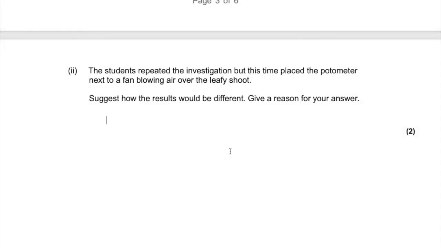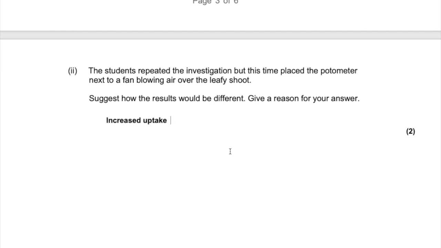So our final question, the students repeated the investigation, but this time placed the potometer next to a fan blowing air over the leafy shoot. Suggest how the results would be different, give a reason for your answer. So this is very much like when we use the hairdryer to change the conditions for our plant in our own experiment. And what we would see is that there would be an increased uptake.